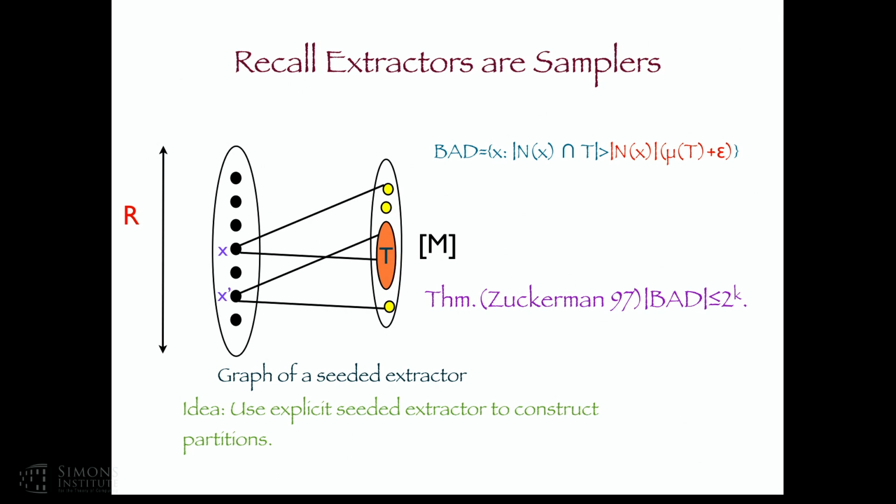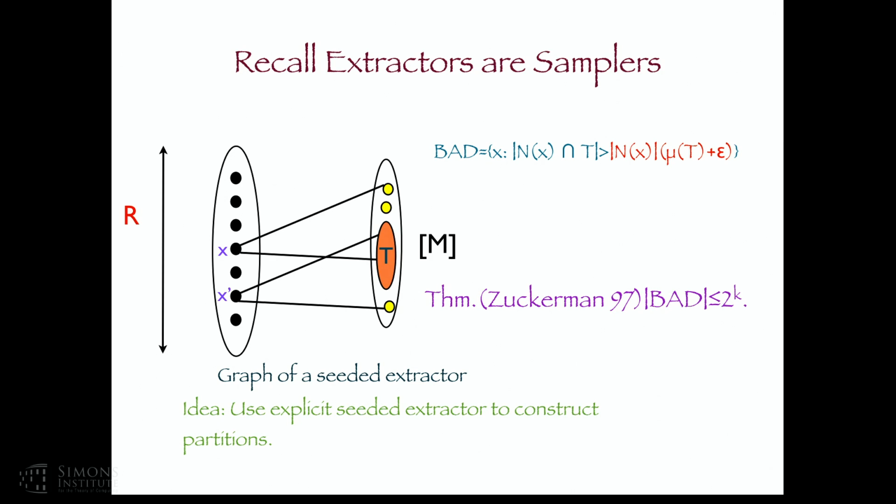So roughly, recall that seeded extractors are samplers. So if you look at the graph of a seeded extractor, that is, the weak source input corresponds to the left node. The output of the seeded extractor is on the right. And there is an edge between them if some seed takes the input to the output.